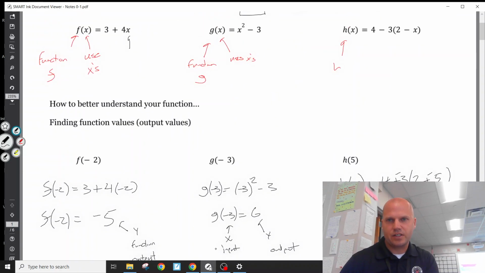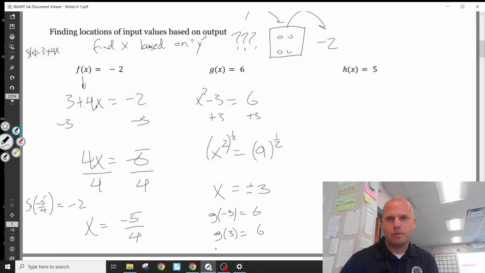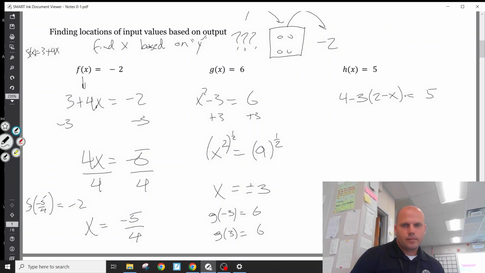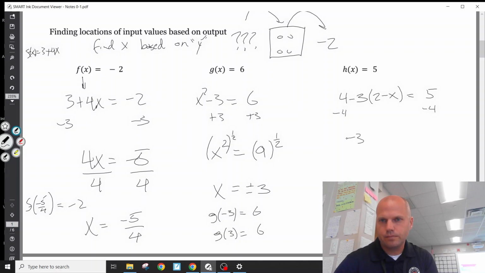And now we have h of x is equal to 5, 4 minus 3 times (2 minus x). Undo what's being done. If you want to, you could start by subtracting the 4. Okay, cool. If you want to, you could divide by -3. Or you could consider this to be like an amount that could be distributed.